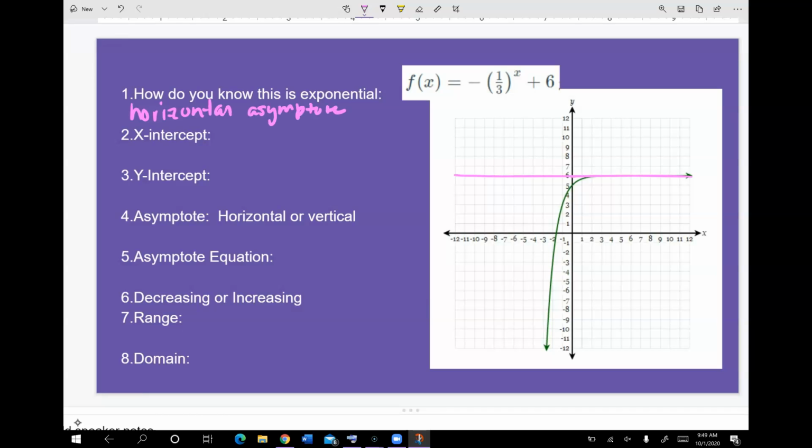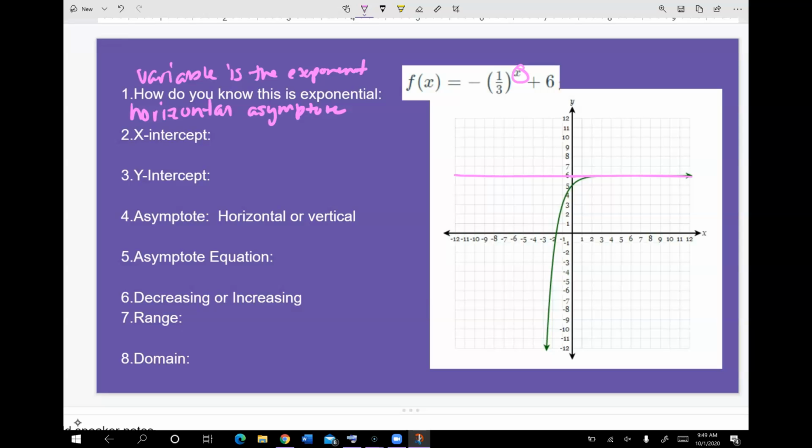All right, and you need to write this. Some of y'all didn't write it on your assignment that you turned in, but on your test it will be counted off. There are two reasons why you know it's exponential: there's a horizontal asymptote, and the x is in the exponent in the equation. The variable is the exponent. So there are two answers for that one.